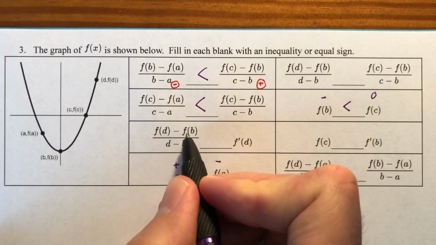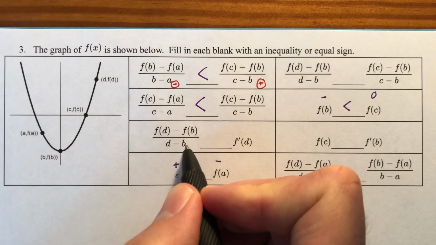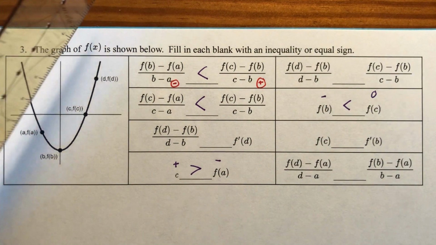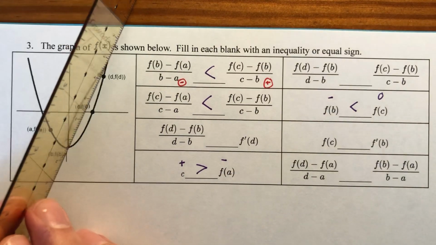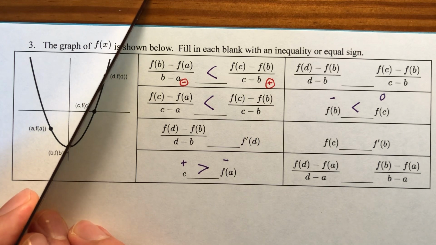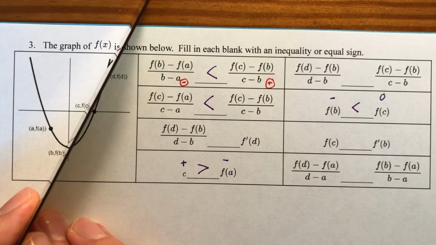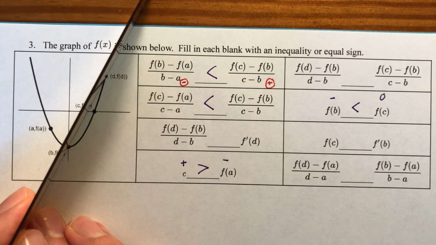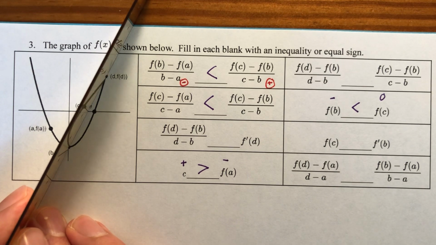All right, here goes. F of D minus F of B over D minus B. This is the slope between D and B. The slope between D and B is this, represented by this line. So look at that slope. Get a good visual for it. There's the slope between D and B.